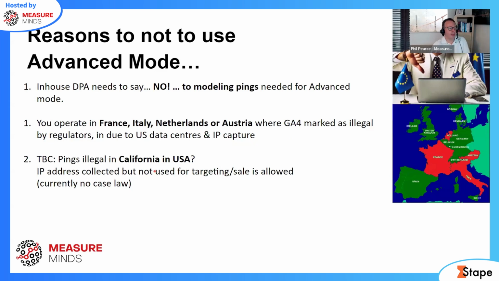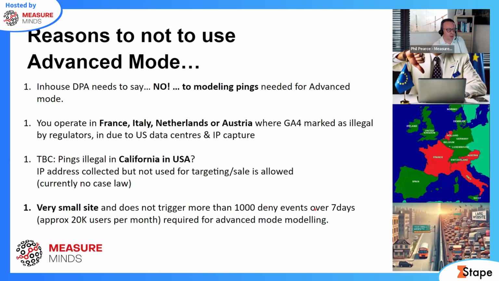With California, it's a bit of a grey area whether IP addresses are allowed. They're definitely not allowed if they're used for the sale or targeting, although consent mode pings are not used for targeting, or at least that's what Google says. So there's no case law on that one, but just one to be aware of. Or if it's a very small site and you don't have enough traffic to trigger modeling, that would be another reason you'd have to use basic mode.